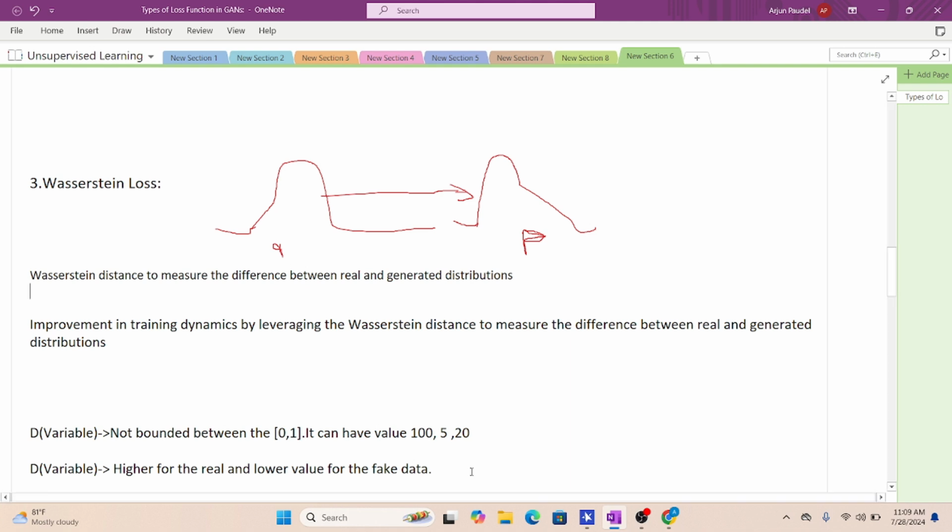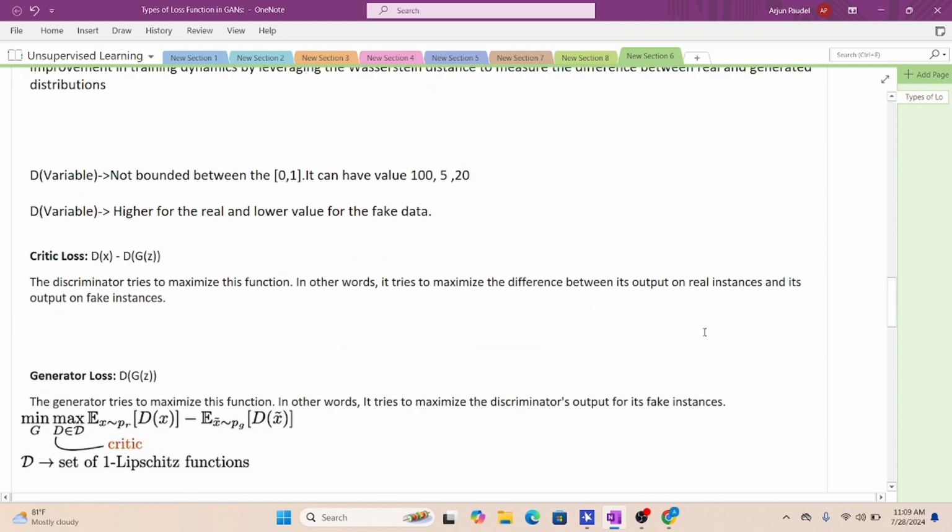Here we do not use a discriminator, but you can call it a critic. We call the discriminator a critic. It does not output a probability, it outputs a real value. Its value is not bounded between 0 and 1, it can have a value like 100, 5, or 20.